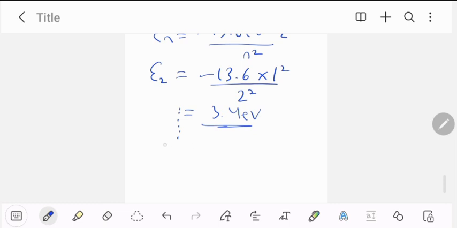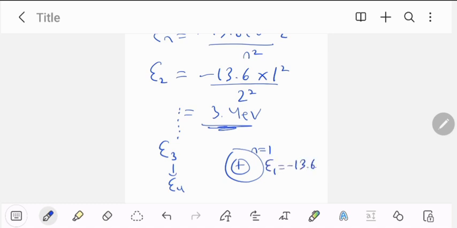What you'll find is the energy gets less and less as you increase the energy level. It makes sense because it's harder to pull an electron away if it's closer to the nucleus, because of the electrostatic attraction. So N equals 1, the energy, if you calculate it, is minus 13.6 electron volts. As you go higher up, it gets less and less. It's much easier to remove because there's less electrostatic attraction between the electron and proton.